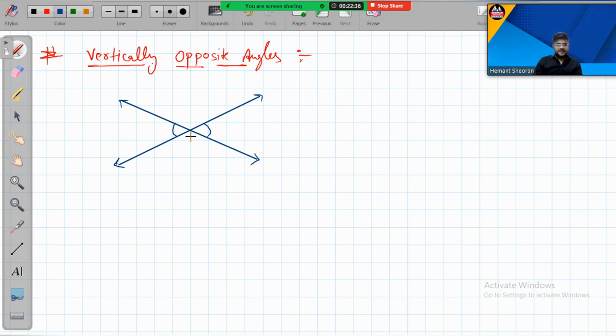Get it? So one pair is this and this, one pair is this and this. These are the opposite rays we are getting from this single vertex. Just remember it like an X. Whenever you get an X kind of diagram, for sure you are going to have a vertical opposite pair. So we can simply say: if arms form two pairs of opposite rays.